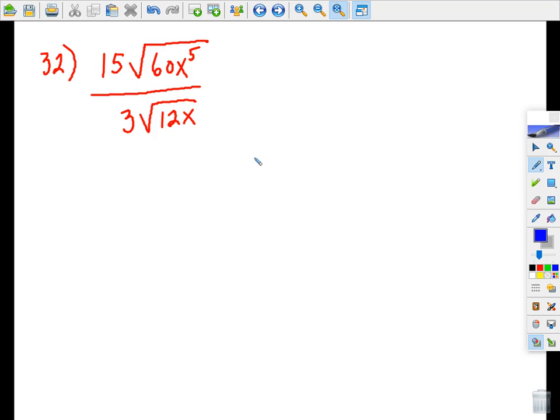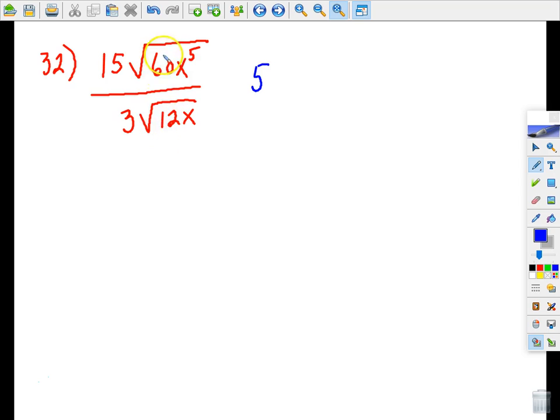Usually people end up doing a lot more work on number 32 than is necessary. Let's see if we can reduce this by using our principle that two radicals being divided can be thought of as one single radical of a fraction. Well, first of all, what is 15 divided by 3? That's pretty easy. That's just 5.